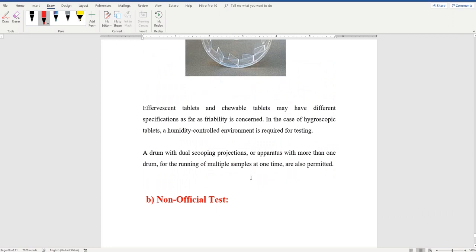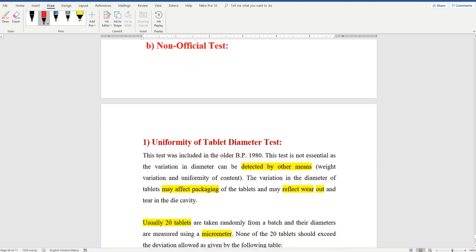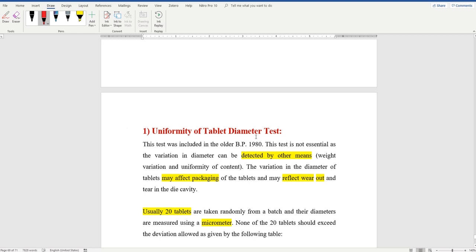Okay, of course all these equipments we have in our labs, in the pharmaceutical technology lab, so it will be a good idea to ask the lab supervisor to show you this equipment. Okay, the last test is the uniformity of tablet diameter test. You want to make sure that the tablet diameter is very similar.